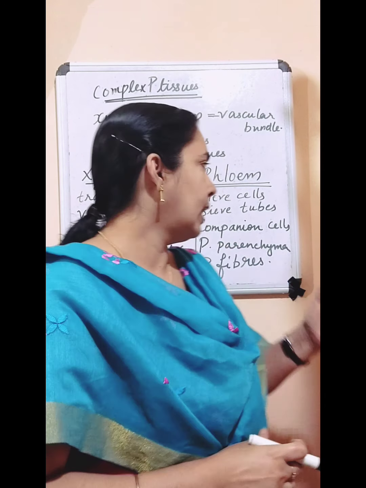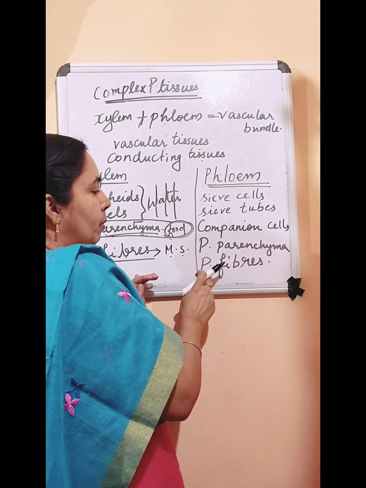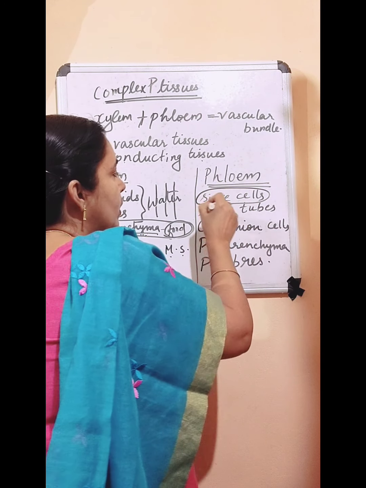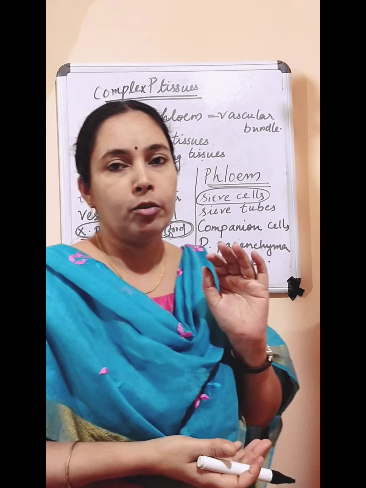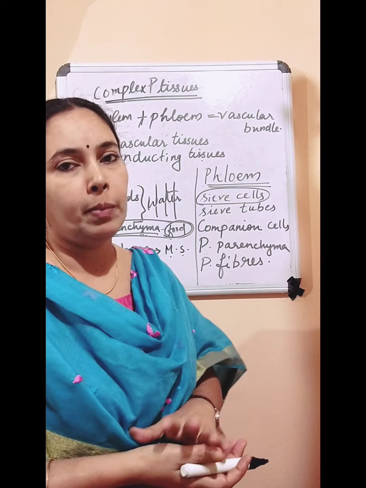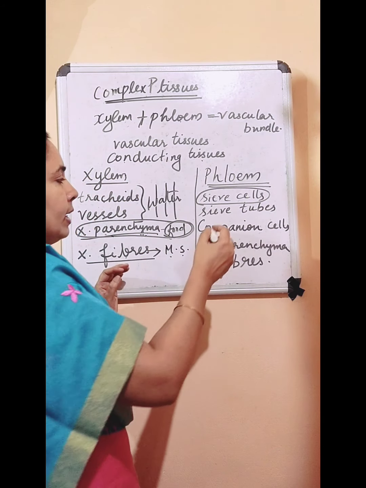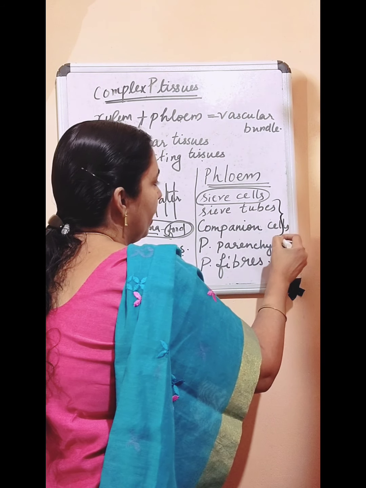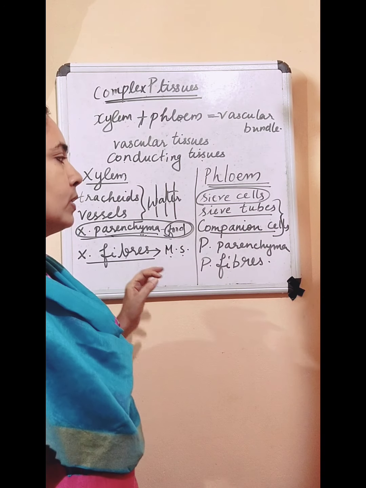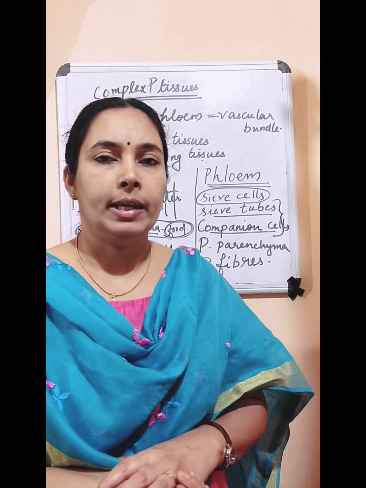Okay. And which are the elements? Sieve cells, sieve tubes, companion cells, phloem parenchyma and phloem fibers. And these sieve cells are usually present in lower classes of plants. So it is present in lower groups of plants. And sieve tubes are present in higher plants also. And this conduction is mainly done by sieve tubes and companion cells. Okay, so conduction of food is done by sieve tubes and companion cells.